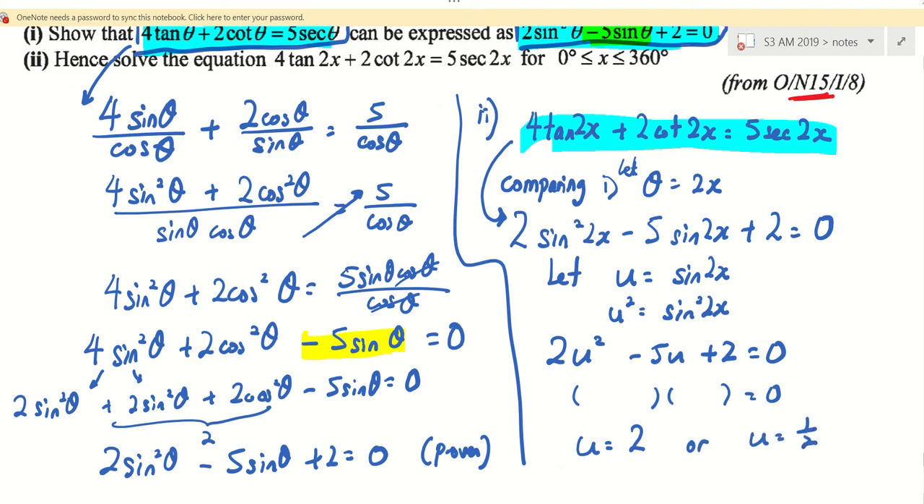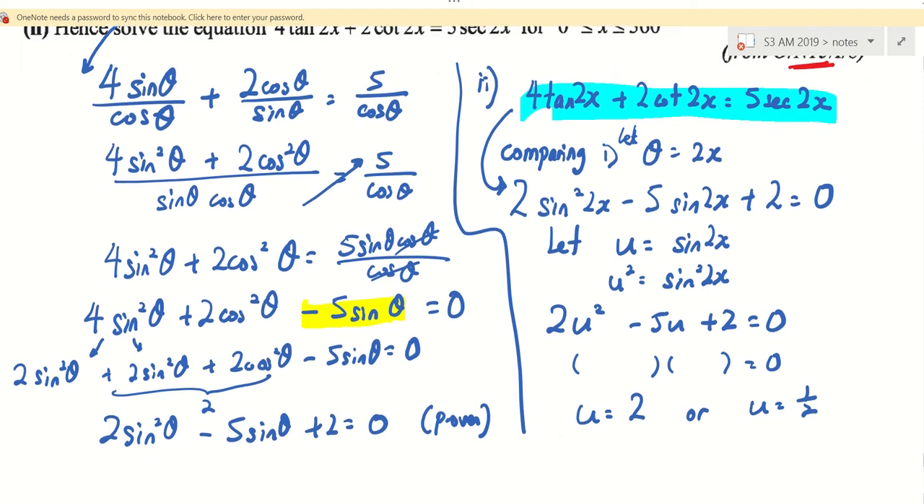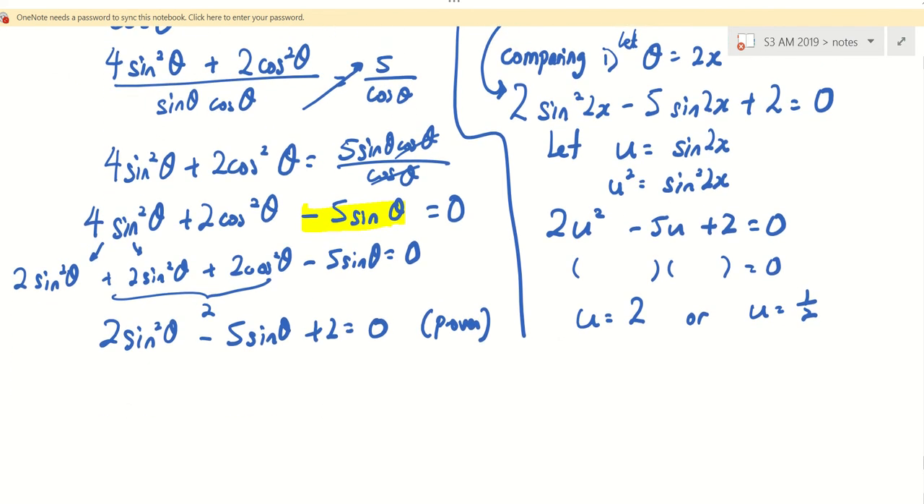What do I have to do next? Replace u with what? Sine 2x. Can you write down? Sine 2x equals to 2. Sine 2x equals to half. Which one will have no value? 2. So this one, there's no solution. You can just write no solution. You can go ahead and find alpha and say there's error, therefore no solution.